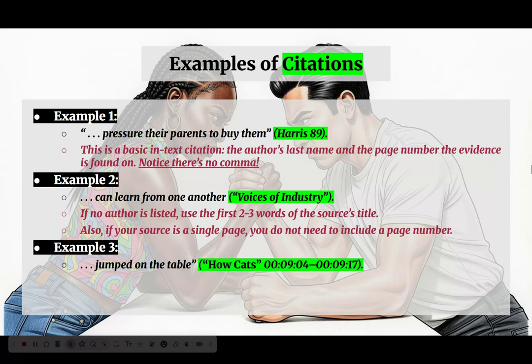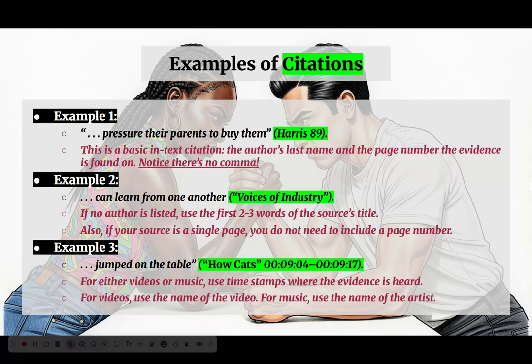And then our final example of an in-text citation, you see this one's pretty long. We've got our parentheses, and in quotation marks, "How Cats," so you can see this is a title. But now you see timestamps, and it is written in hour, minute, second, dash, hour, minute, second. What this means is this is either a video or a song. So if you're using video or music for a citation, you'll use timestamps because obviously there are no pages involved, but time limits. So you'll put in the range of the time where the quote that you used was heard. If you're using videos, then this part will be the name of the video.